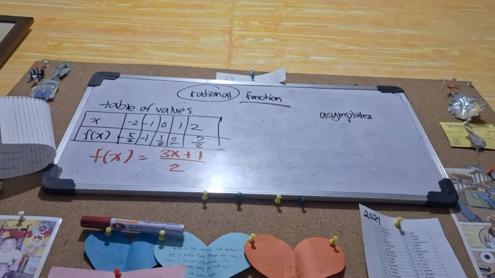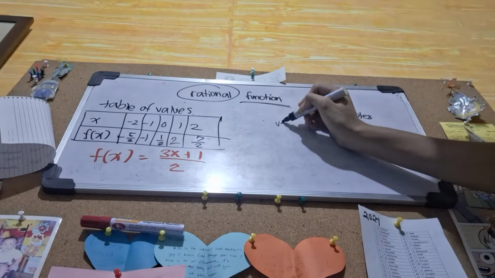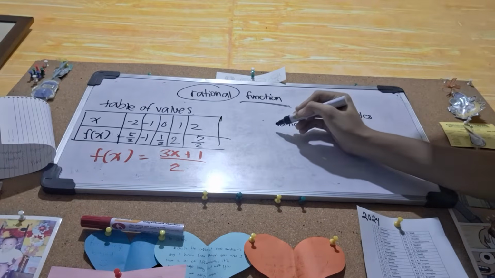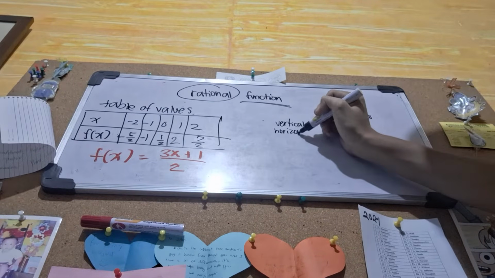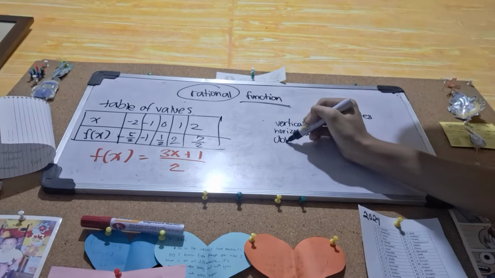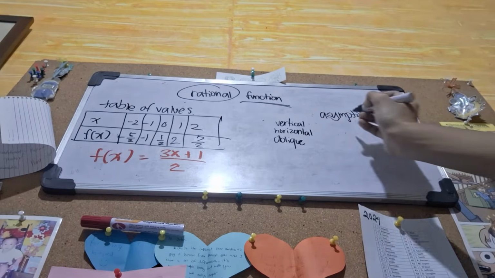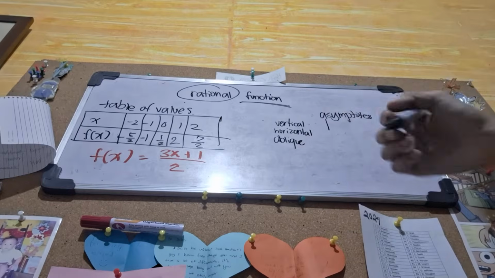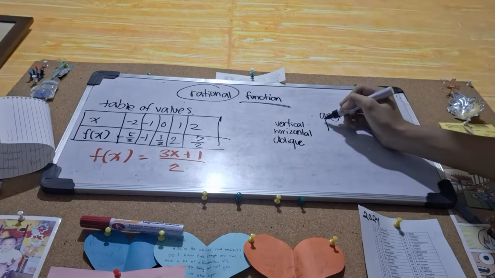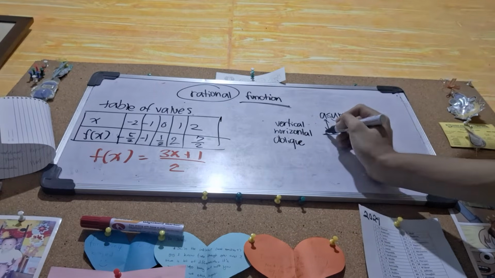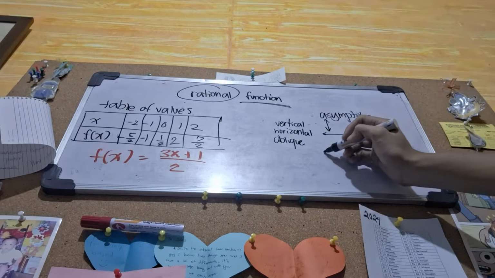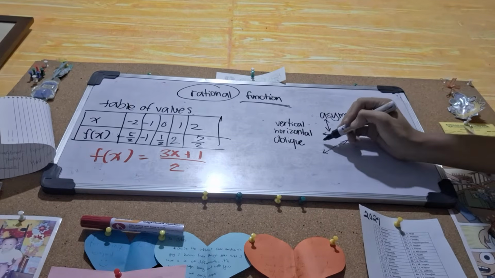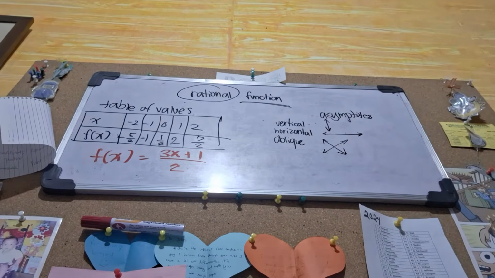So now let's look at the asymptotes. There are three types of asymptotes: vertical, horizontal, and oblique. The vertical one looks like this. It's going upwards or downwards. The horizontal one looks like this, which goes leftward or rightward, and the oblique is basically just a diagonal. That's it. That's all you need to know.